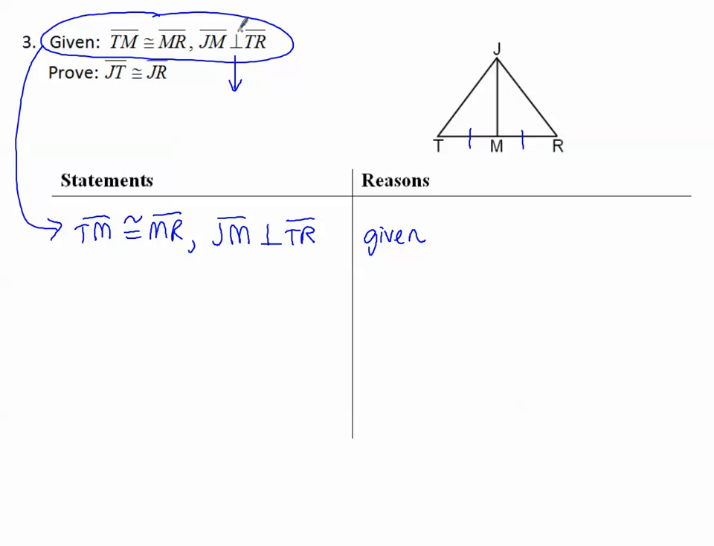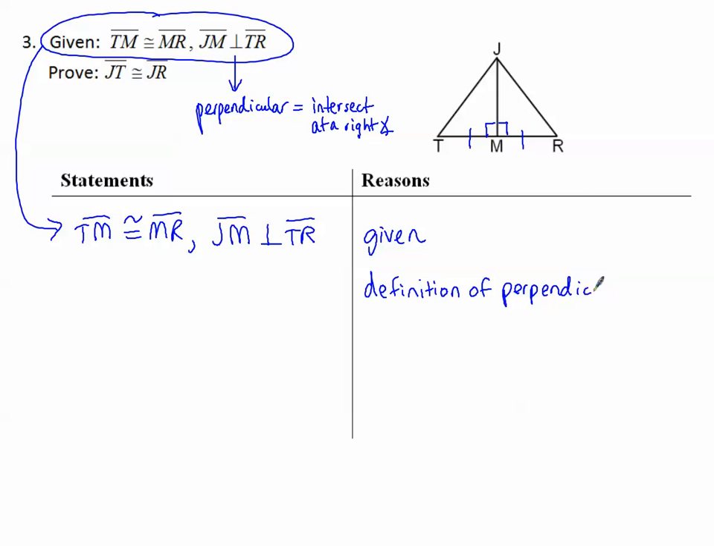How do I use perpendicular? How do I show it in the picture? Well, what does perpendicular mean? Perpendicular means that the lines intersect at a right angle. So how do we show that? In the picture, we're going to mark it with the right angle symbol. But I have to state that I came up with that because I knew what perpendicular means. That is the definition of perpendicular lines. Perpendicular lines means they intersect at a right angle.